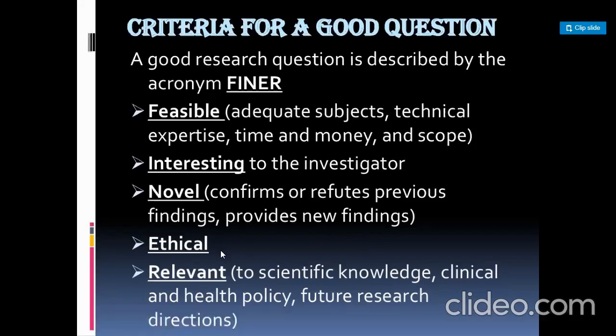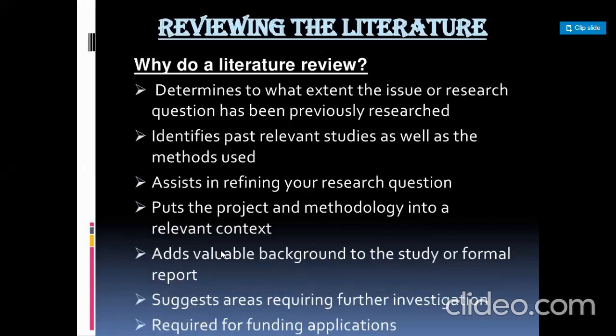Like in the Robot movie, you have seen that Chitti was invented, and it went for destruction because of some cheap replacement. So it became illegal or unethical, and it was for destruction. What I mean to say is, ethical means it should be for humanity and should have human value, right? Relevant to scientific knowledge, clinical and health policy, future research direction. It should be relevant for future research direction, and it should fulfill clinical and health policy.